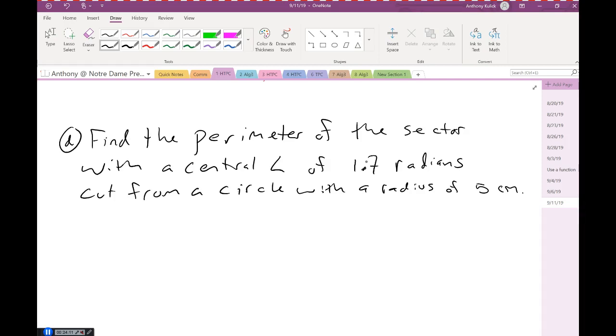When we say sector, what do we mean by sector? A sector is a shape from geometry. It's basically like a slice of pizza. Okay? So when you hear the word sector, you should think slice of pizza.